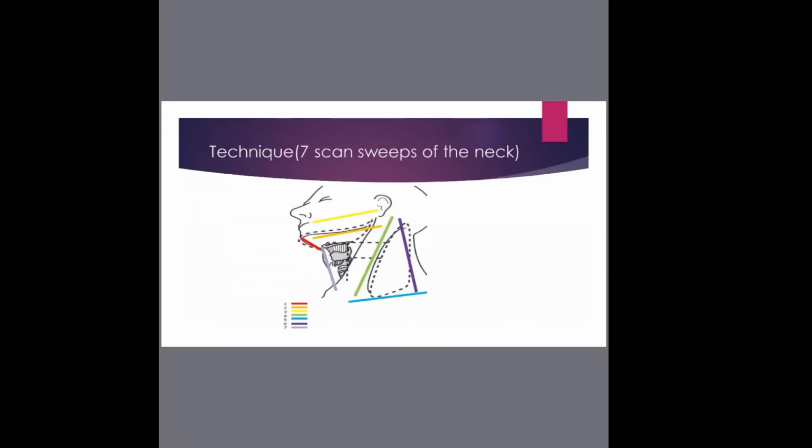Yeah, that's it. So for the head and neck ultrasound, you see there are different regions of the neck where you do the sweeps. And these are from level 1 to level 7. And each of those levels have their lymph nodes. And those lymph nodes have a specific drainage to a particular area.